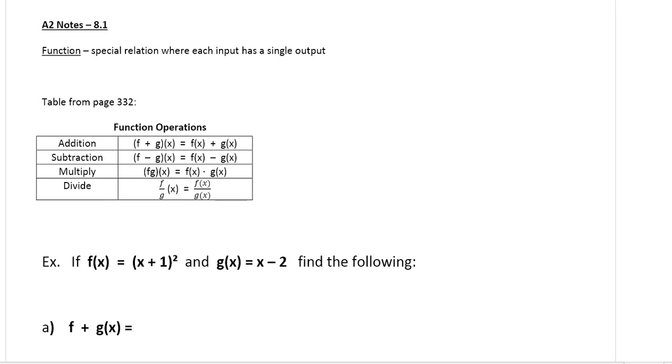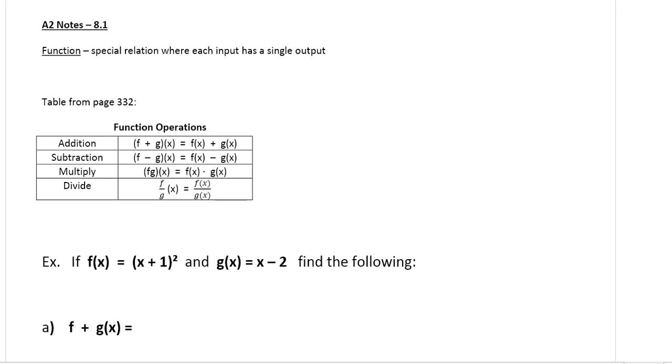Definition of a function is a special relation where each input has a single output. So another way to say that is each x has only one y. We also, if we're looking at the graphs, we know that to be a function it has to pass the vertical line test, where the vertical line will only cross the graph once.